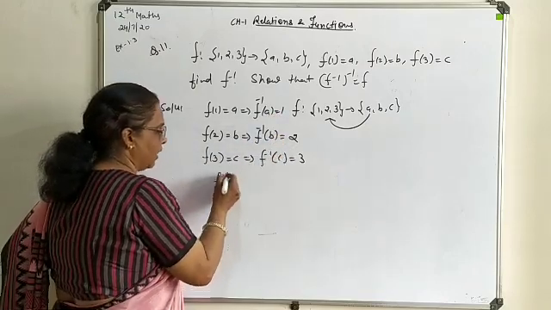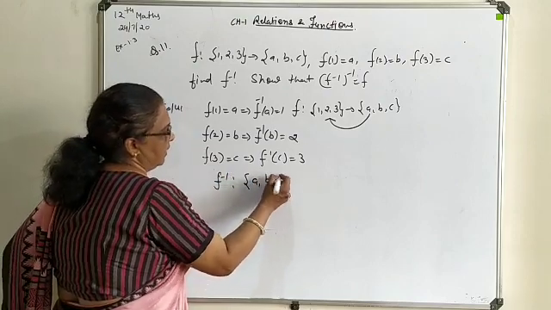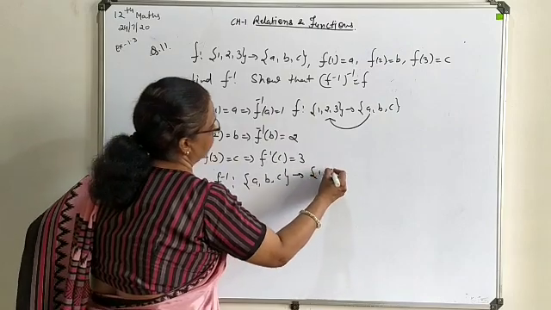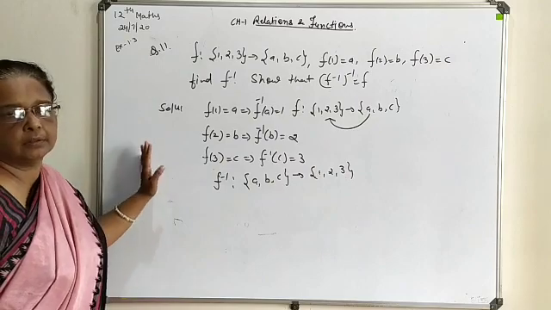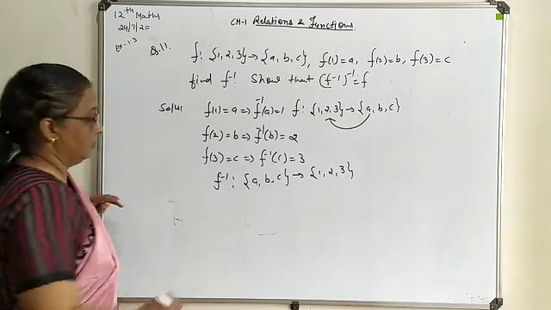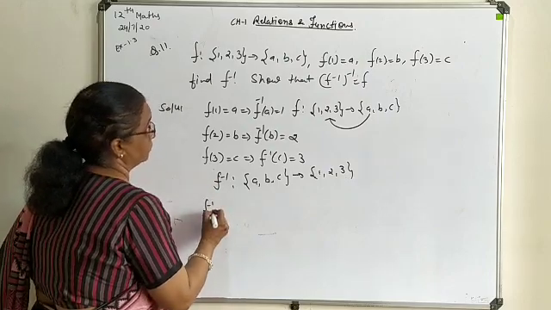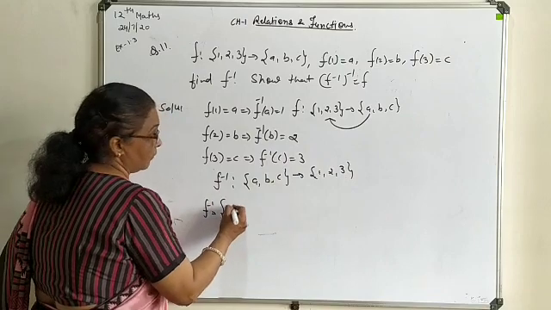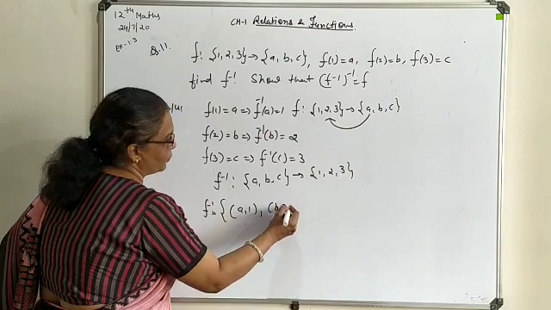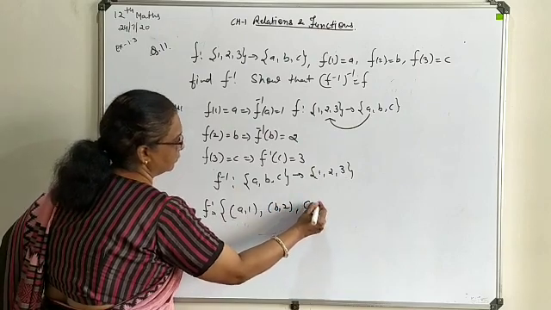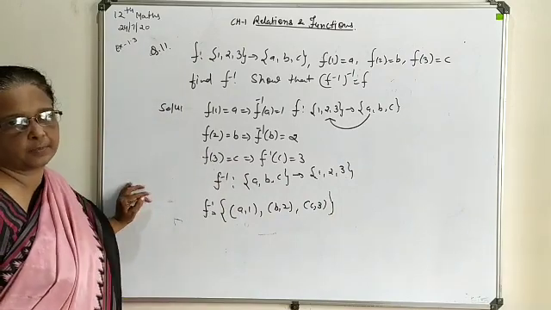So here you can say your f inverse will exist with domain A, B, C, and range 1, 2 and 3. If you write your f inverse in ordered pair form, it will give you ordered pairs A1, B2 and C3. So this way, whichever form it can be asked, you can write as per the required form.